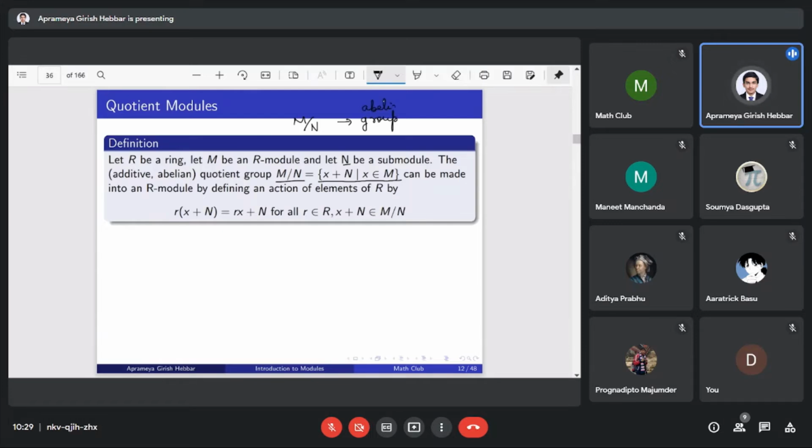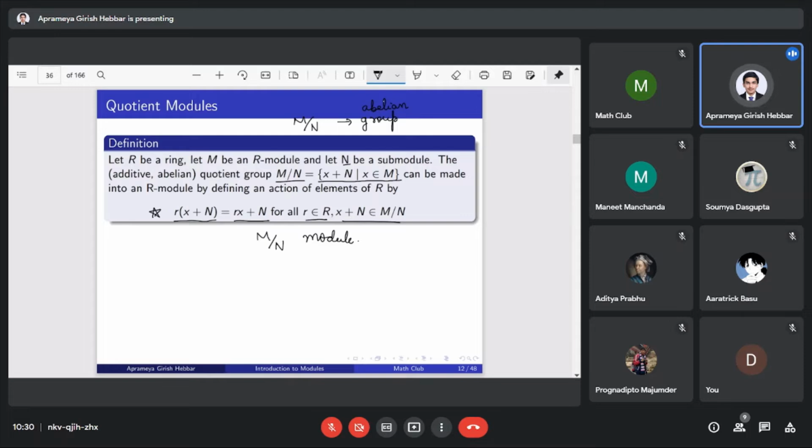So how do you make an abelian group into a module? You introduce scalar multiplication. So how do you introduce scalar multiplication? We introduce scalar multiplication by defining r times (x plus N) to be rx plus N, and this is for every element in the ring and every left coset. So this would turn M by N into a module.